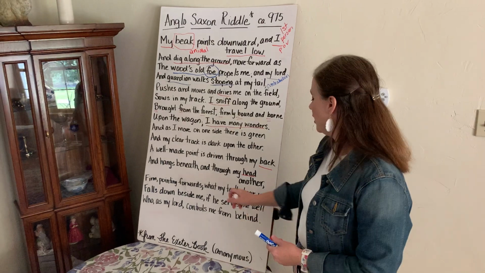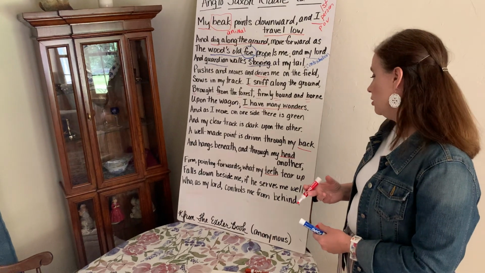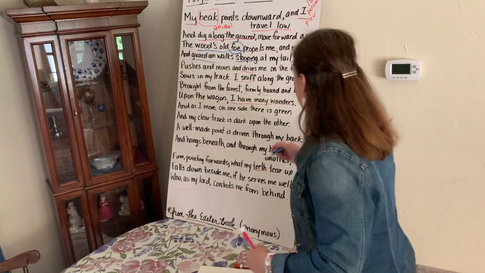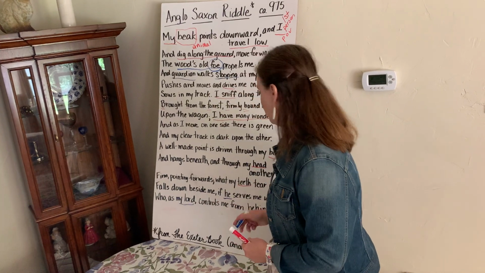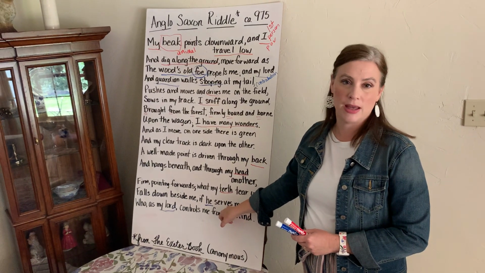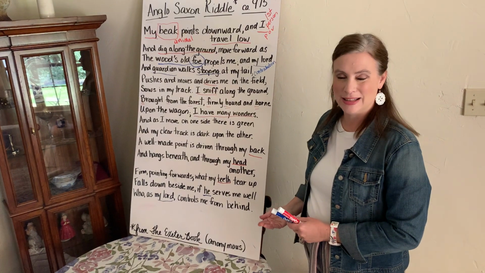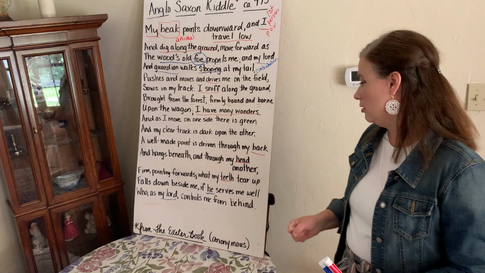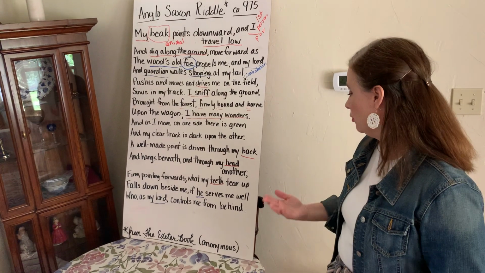Firm, pointing forwards, what my teeth tear up. So again, another body part here. Falls down beside me. And now I'm back to the farmer. If he serves me well, who as my Lord controls me from behind. So back to this contradiction. Usually we don't think of the master serving the servant, but here the master is serving the servant. If the master, the farmer, plows well, he'll have a nicely mown field or a nicely turned over field.